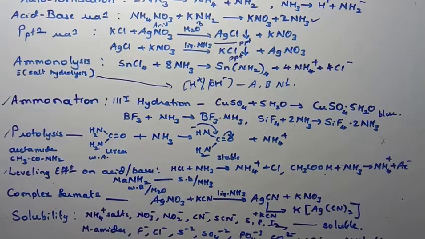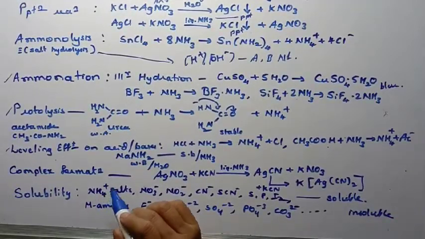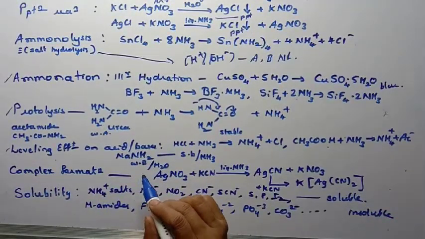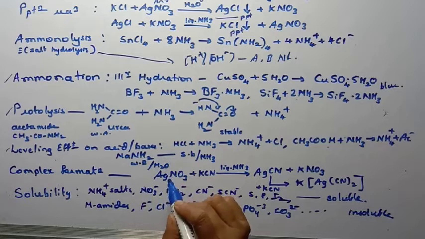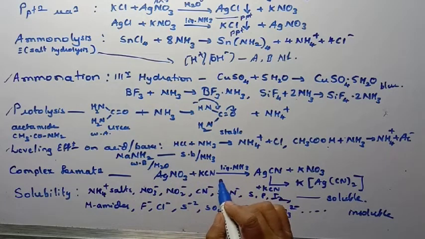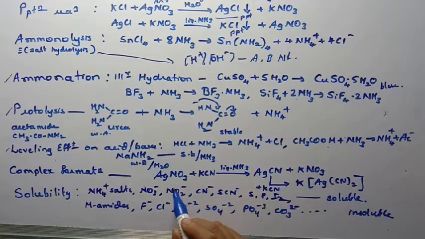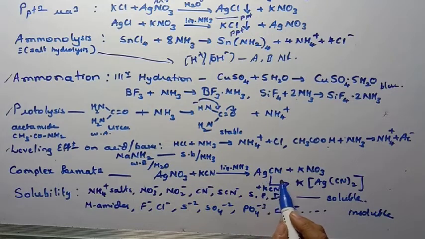The next one is complex formation reactions. Similar to complex formation in water, even in liquid ammonia, complex formation reactions can be conducted. One example: when AgNO3 is added to KCN, silver cyanide is formed, and excess KCN leads to the formation of a complex. Next, we'll discuss solubility.